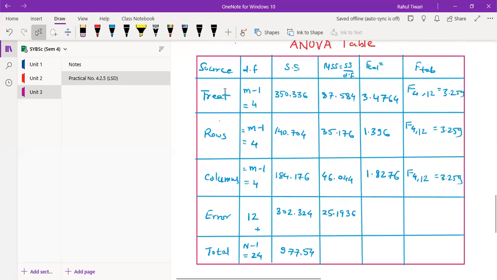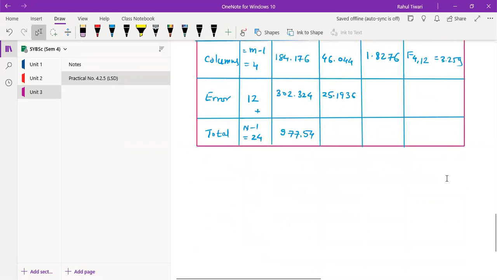So I think for treatments, this value will be greater than this value. So F cal will be greater than F tab, then you reject it. That was the criteria. So for treatment, we are rejecting H naught, but for rows and columns, we are not rejecting H naught. So you have to write the conclusion like that. Okay. So then just write down decision criteria.